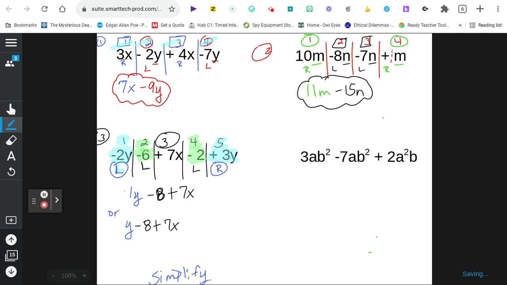Again, they can be in any order. You could have written 7x plus 1y or 7x plus y minus 8. Or you put the negative 8 first. If you put the negative 8 first, you put negative 8 plus y plus 7x. I don't care. Just get the sign right in front.